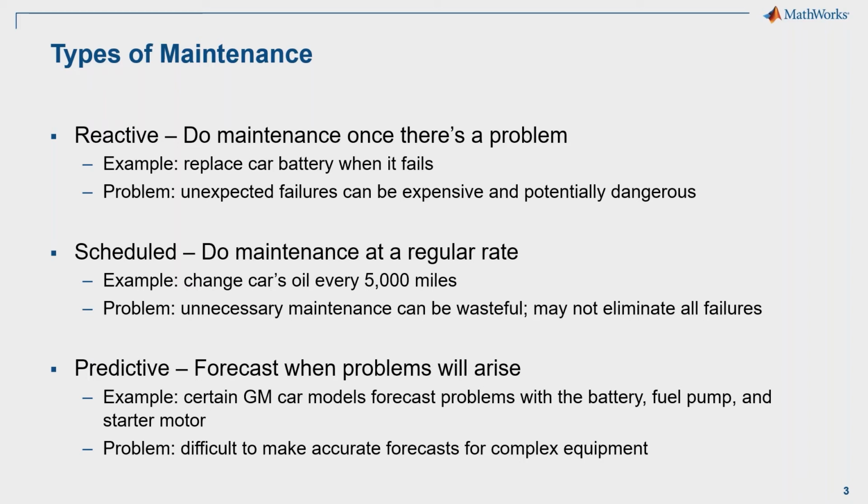Okay, now there are already some examples of predictive maintenance out there. There are certain car models that forecast problems with particular components like the battery, the fuel pump, or starter motor. You'd see a light show up in the dash of your car, telling you that a problem is going to occur or might occur soon. That sort of thing can be predictive maintenance, but the main challenge here, and the one that we're going to be addressing today, is that it's often difficult to forecast when those problems are going to arise, especially for more complex equipment.